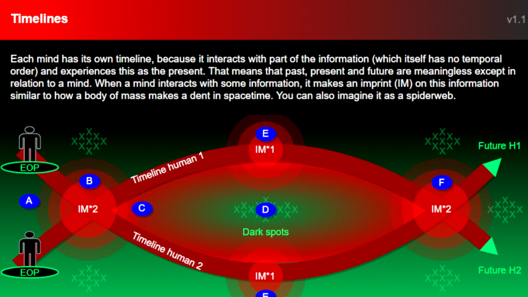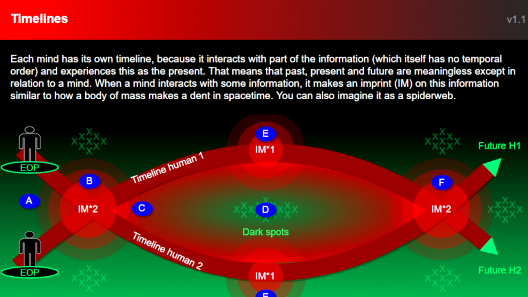A. Human 1 and Human 2 both have human brains and senses, so have virtually identical EOPs. B. They meet up and do stuff. They interact with closely connected information. Their imprint has a weight of 2, IM*2. C. Red glow: all imprints affect closely connected information. These effects ripple outwards and can be considered probabilities. A mind encountering these probabilities will experience them as physical constraints. Probabilities from two timelines influence each other, essentially making them time-synced.